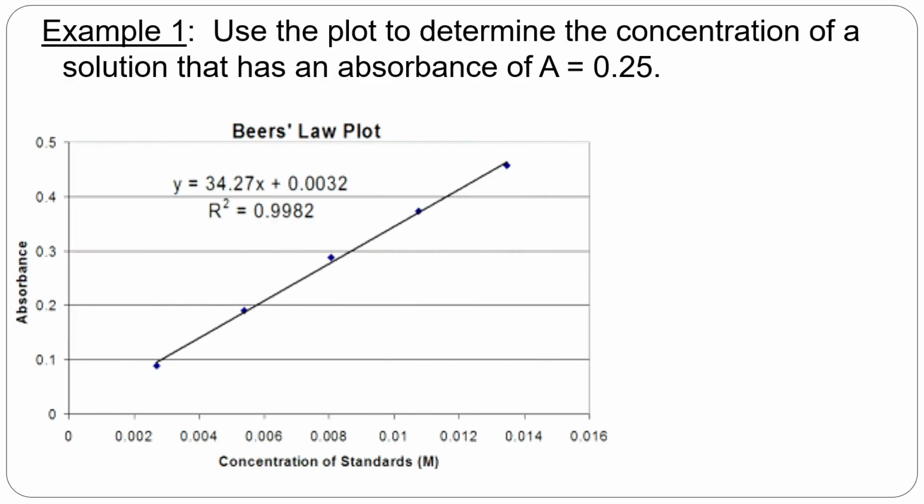All right, here's another question. We're going to dig into this one. Use the plot to determine the concentration of a solution that has an absorbance of A equals 0.25. So figure out how you want to answer this question and then write it on the whiteboard.